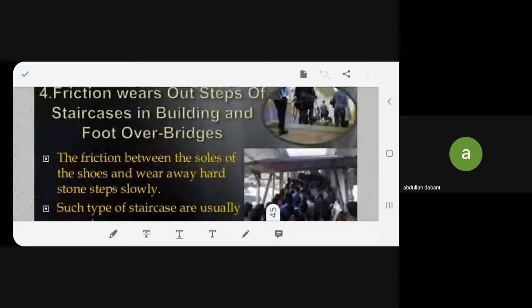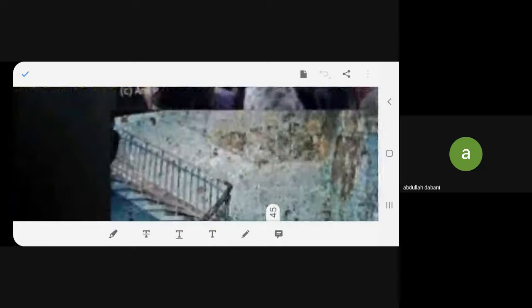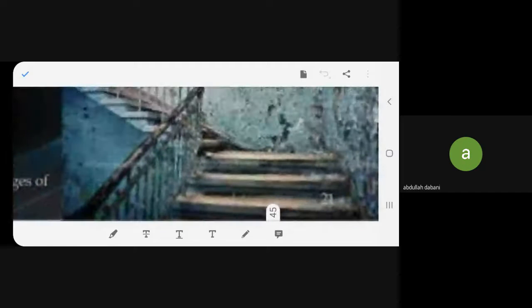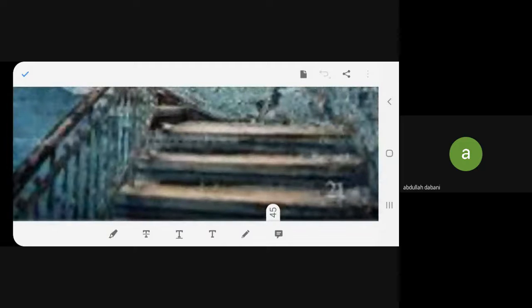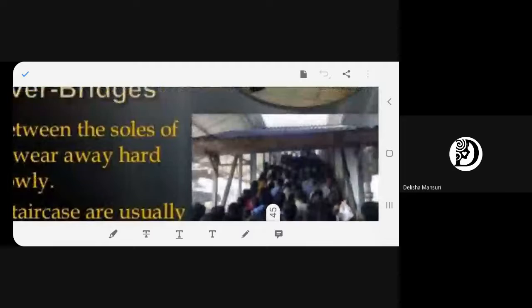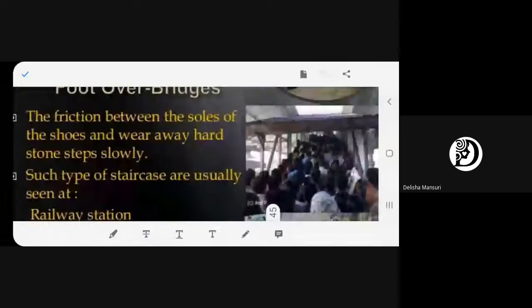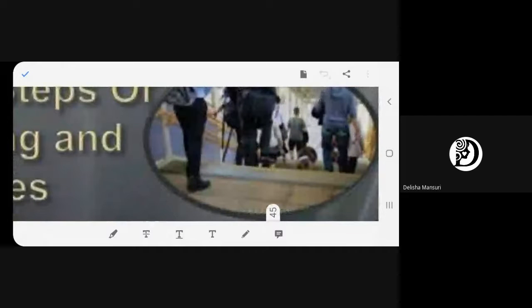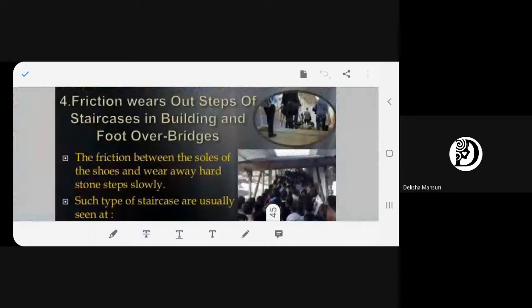I'll show you over here. This is how it looks like. You see this? Staircases? Worn out, old ones. It's a bridge. You can see the center, it's a bridge. Here the steps. You can see this? It's all worn out. It doesn't look like new. The height of the stone or the staircases reduces due to friction.